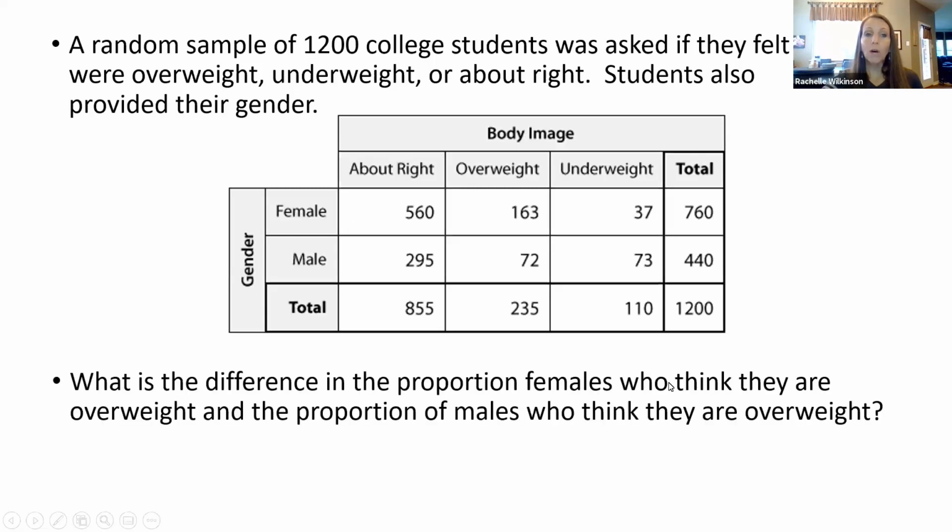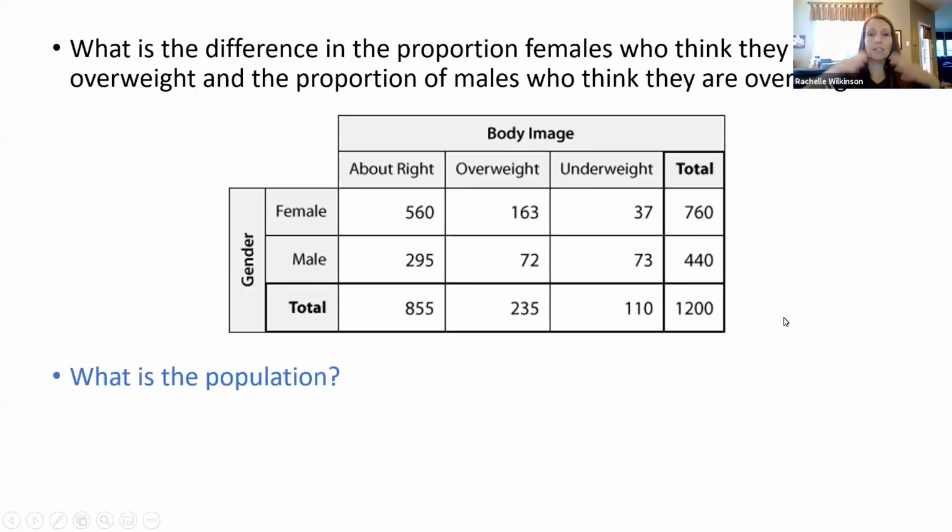And we want to know what is the difference in proportion of females who think they are overweight and the proportion of males who think they are overweight. So first, let's identify the population. The population is going to be the entire group of interest. It's everybody that we want to draw conclusions about.